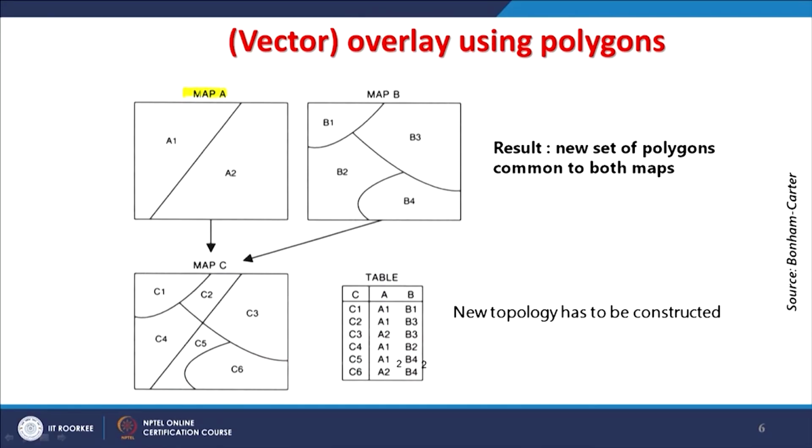Another example is here, where map A has just 2 units and map B has 4 units. Now, when we intersect these two, this is the result. Instead of 2 and 4, we now have 6 units and a new topology is constructed. That topology will have extra tabular data or extra fields in our attribute table, like A1, A2 coming here, and B1, B2, B3 coming as separate ones.